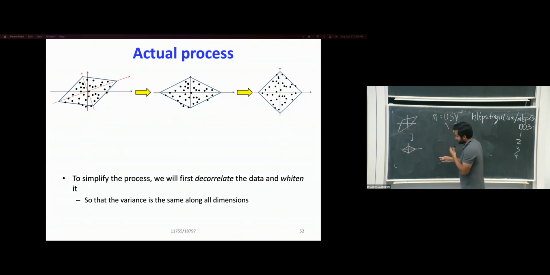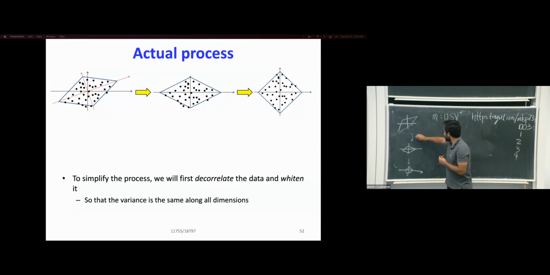We'll make it aligned so that it's decorrelated. And then I want to make the axes the same, so then I will whiten it. This is called whitening. I know you can't see, but it's like this. Basically, this becomes whitened. So now the challenge becomes rotating it back.